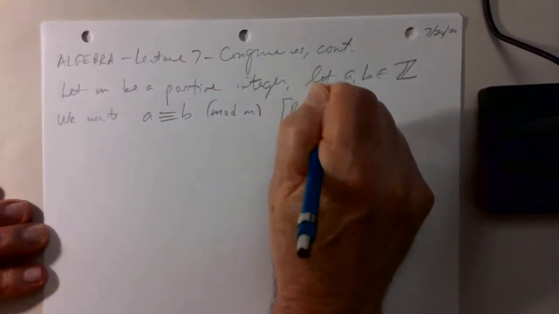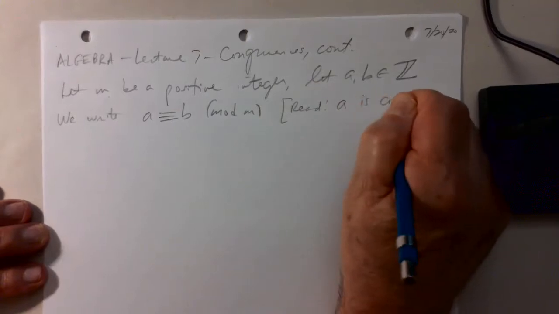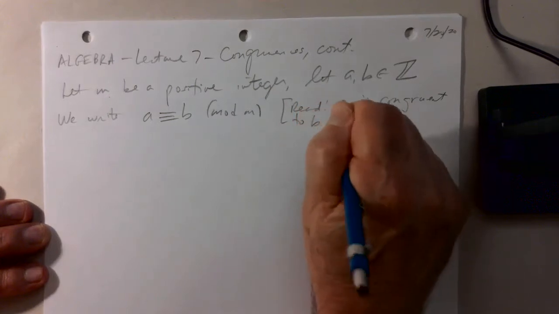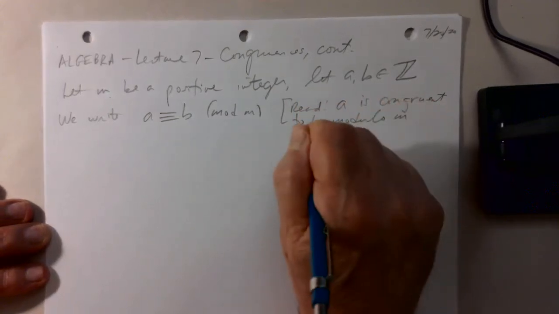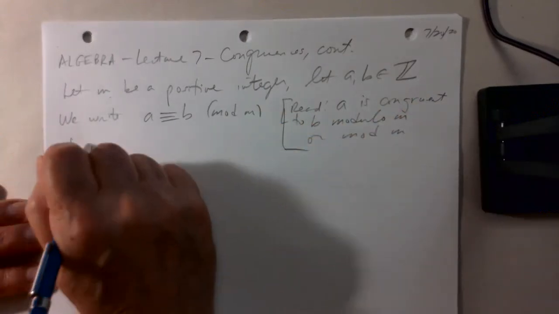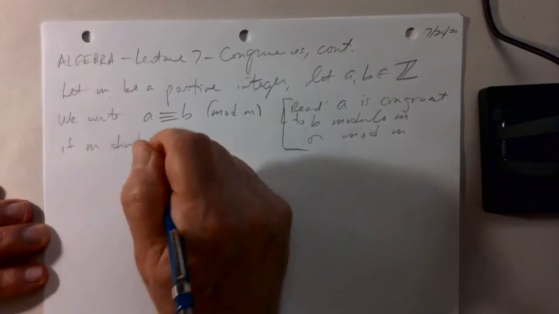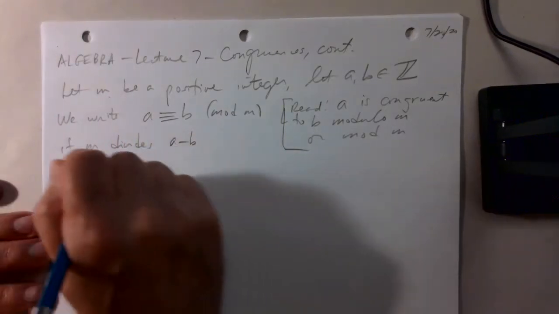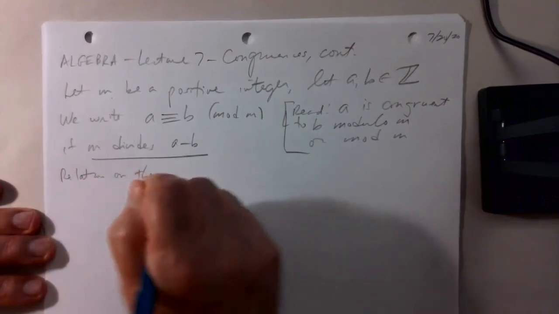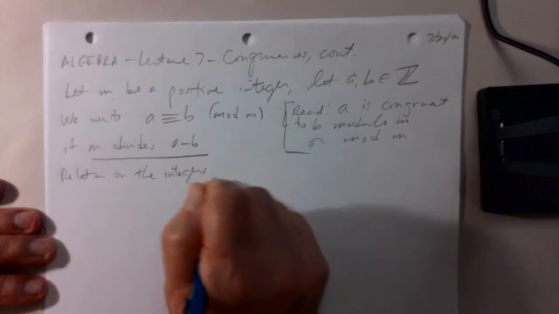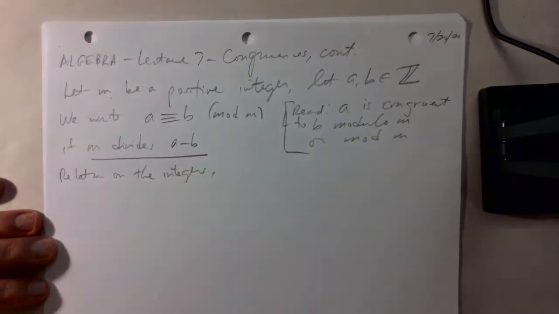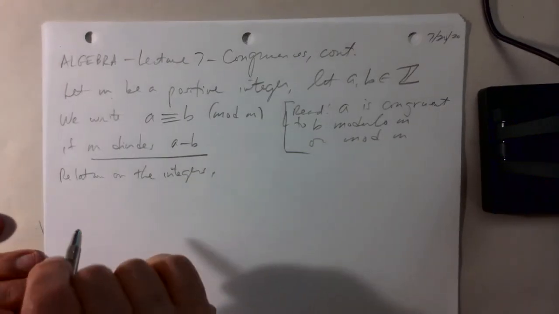And how do we read this? Again, A is congruent to B modulo M, or sometimes just mod M, if M divides A minus B. So this is a relation on the integers. That is a subset of Z cross Z. And this relation has some very nice properties.